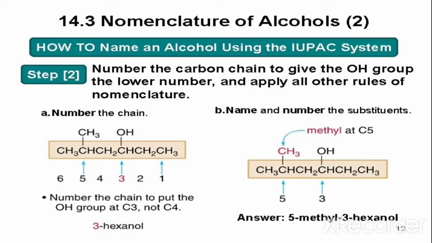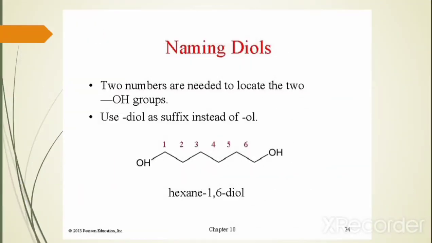And we have a substituent that is an alkyl group, methyl, and it is on the fifth carbon position. We name the substituent first, with the number of the carbon, that is 5-methyl, and 3-hexanol. So we will see the other, which is the naming of diols.